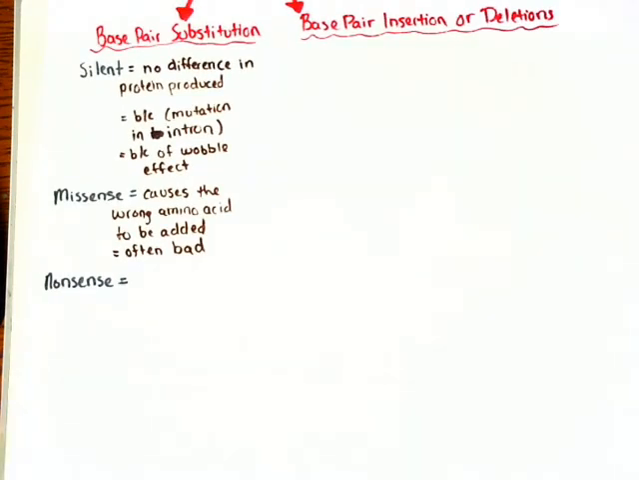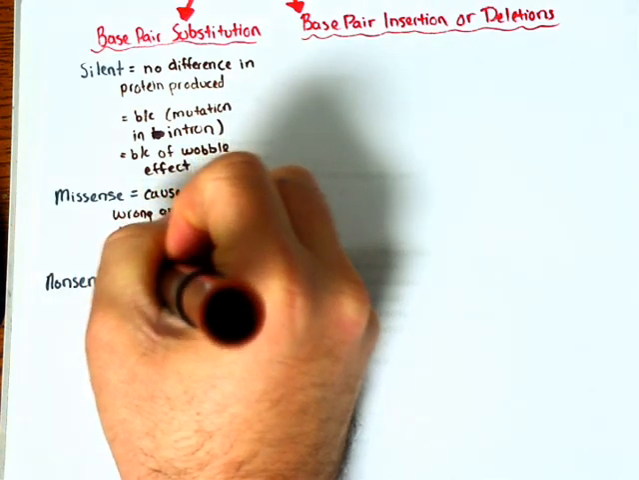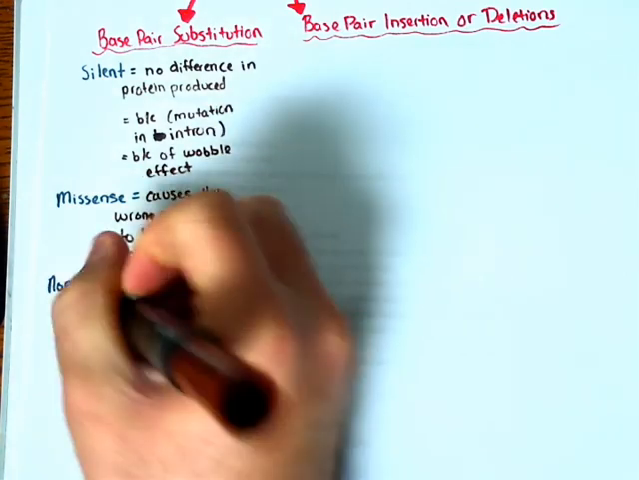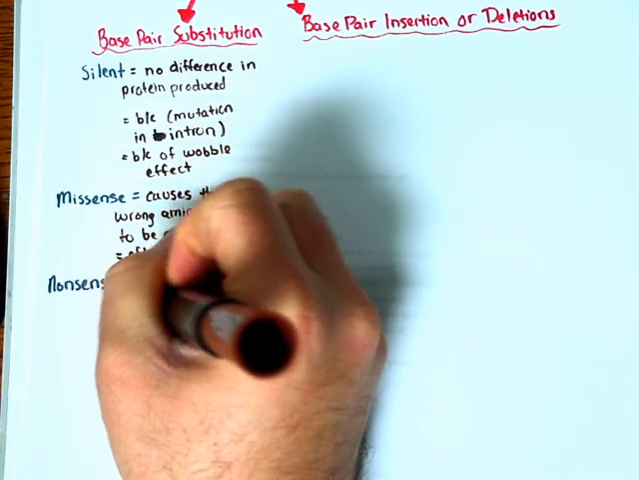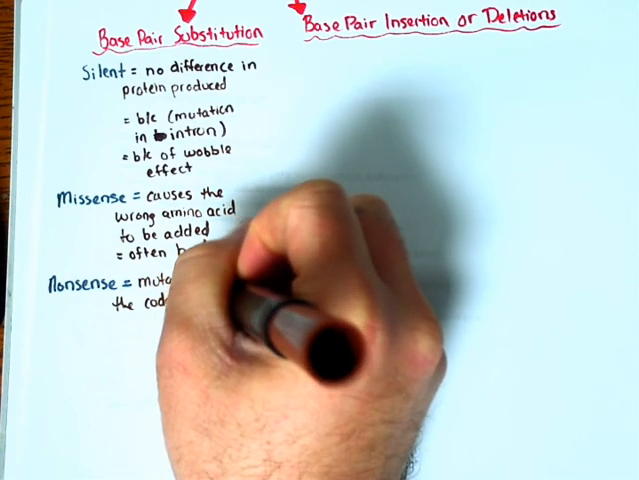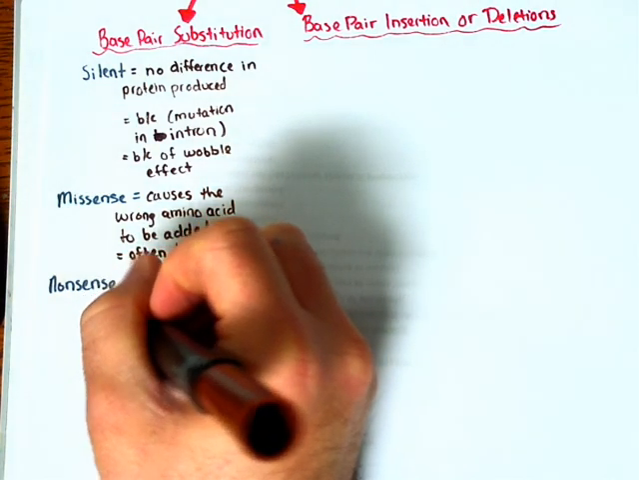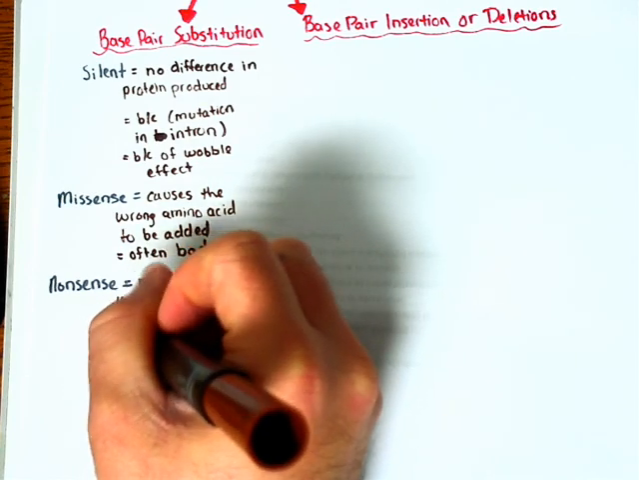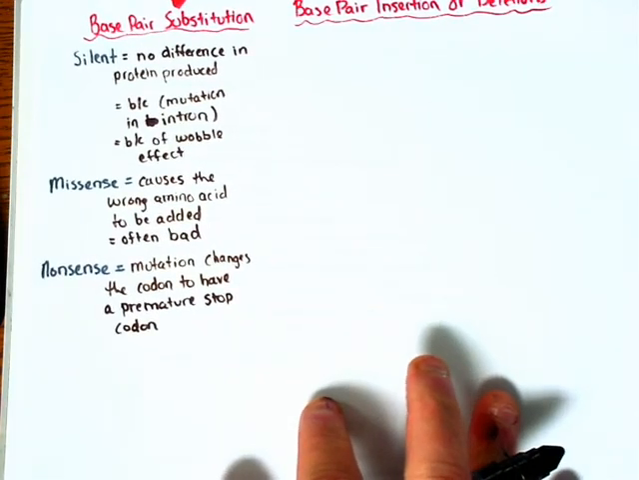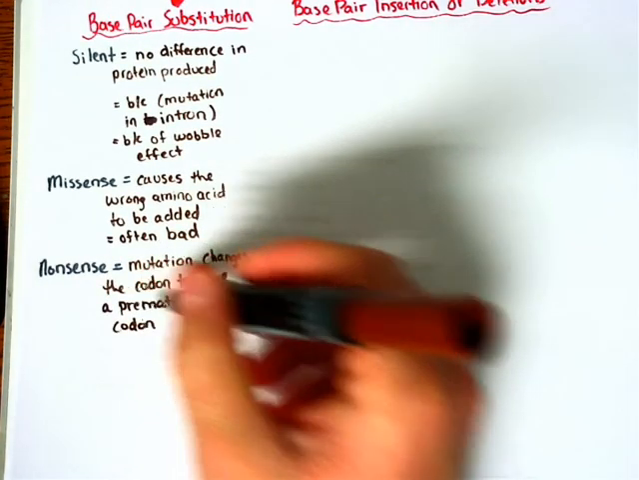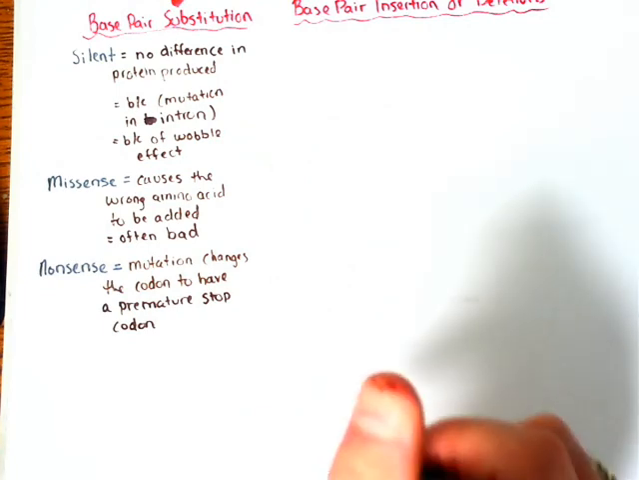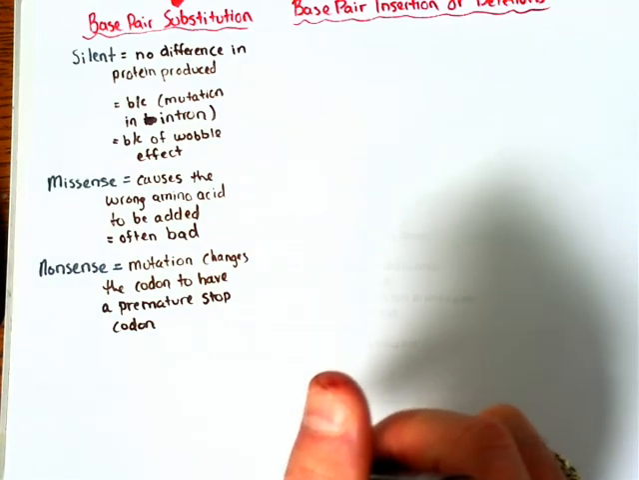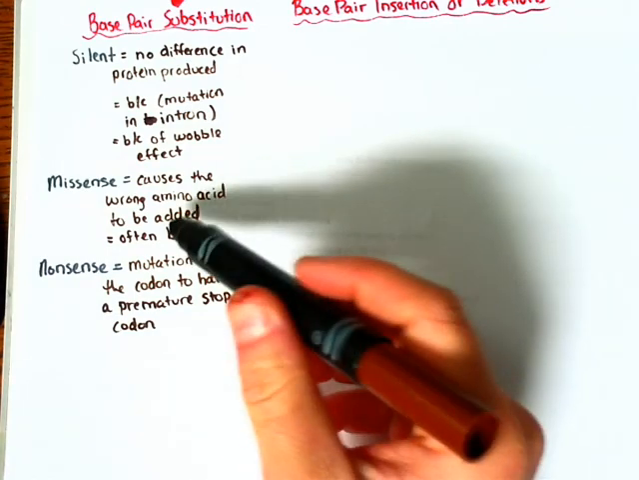No. In a nonsense mutation, the mutation causes a stop codon to be added. So the mutation changes the codon to have a premature stop codon. What that means is that the protein is being formed, or you're transcribing your mRNA, and then it stops all of a sudden. The cell recognizes again that it's produced the wrong protein, or it's just neglecting to produce the protein at all. Usually, like a non-finished protein.